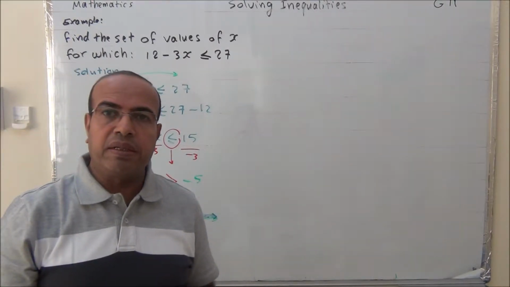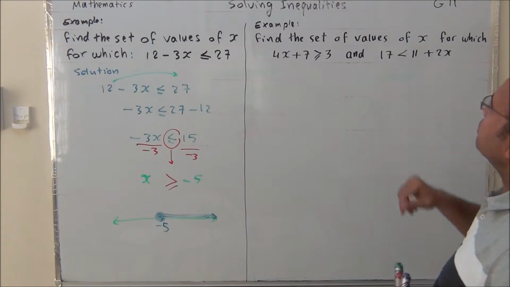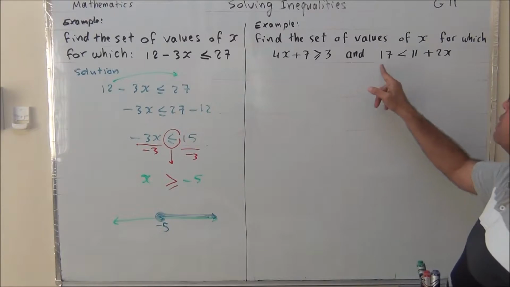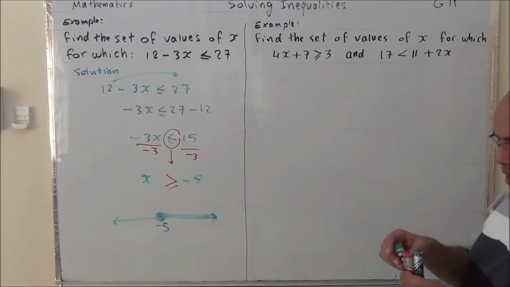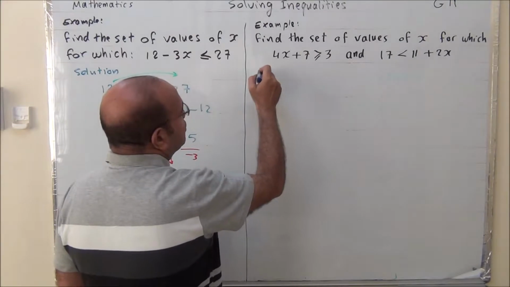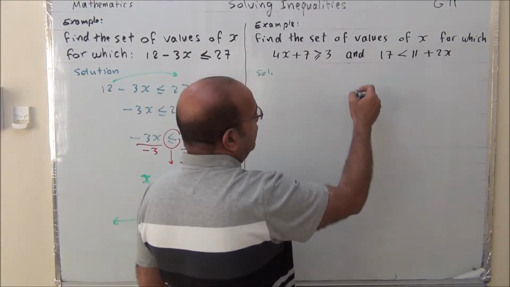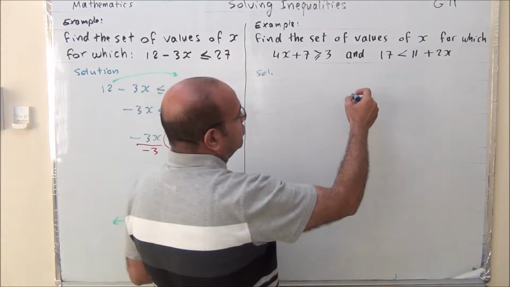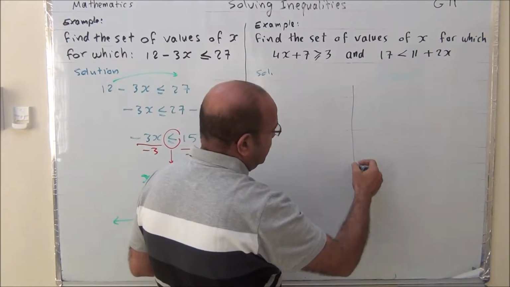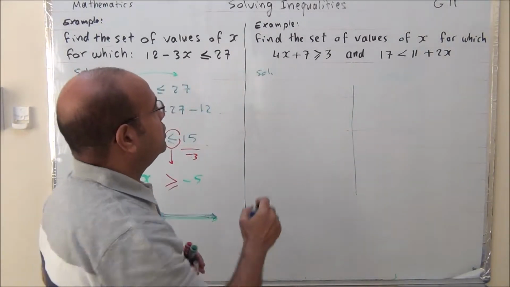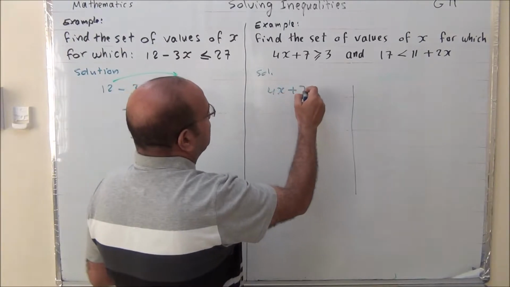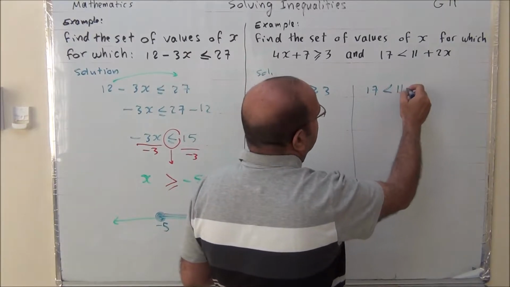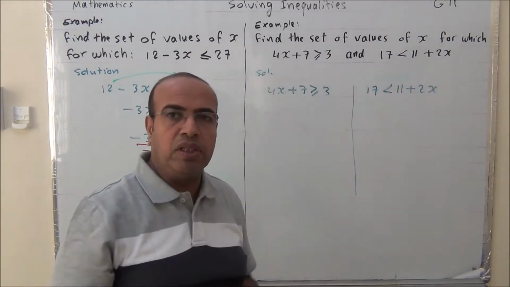Let us take another example. In this example, find the set of values of x for which 4x plus 7 is greater than or equal to 3 and 17 is less than 11 plus 2x. To solve these two inequalities, we divide them, and it means the intersection of the two sets. So we divide the problem into two parts. 4x plus 7 greater than or equal to 3, and on the other side, 17 less than 11 plus 2x. We solve each one separately.